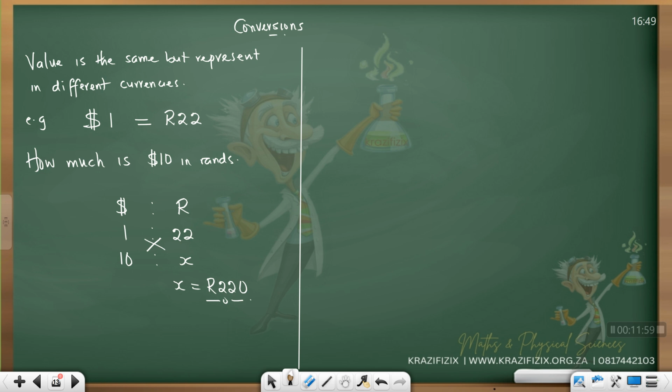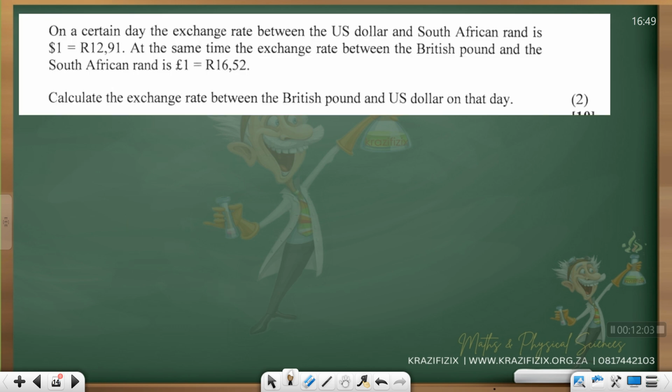Okay. Do you want to try one question for me, everybody? On a certain day, the exchange rate between the US dollar and the South African rand is $1 is 12 rand 91 cents. At the same time, the exchange rate between the British pound and South African rand is 1 pound is 16 rand 52 cents. Calculate the exchange rate between the British pound and the US dollar.